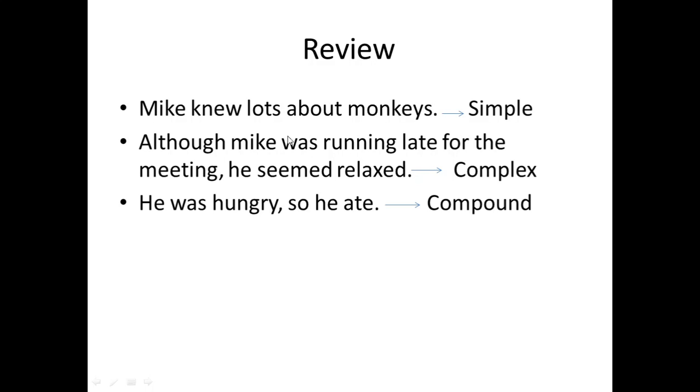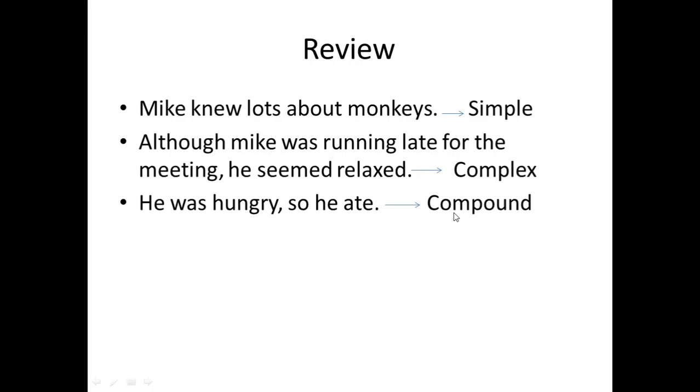Mike was running late for the meeting. So what? If he was running late for the meeting, then what happened? How he was? He seemed relaxed. So this is your Mike was running late for the meeting. This is your dependent sentence. Okay? And compound sentence. He was hungry, so he ate.